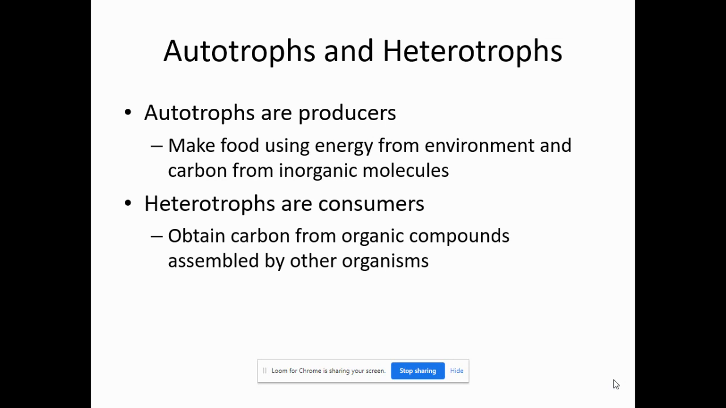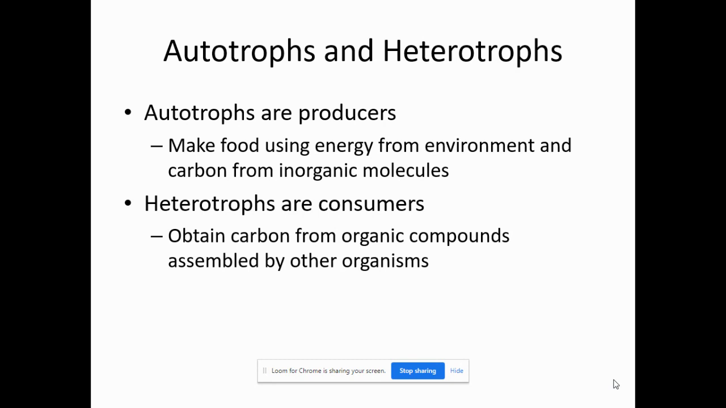Let's talk about autotrophs and heterotrophs. Okay, autotrophs are producers. They produce their own food. They make food using energy from the environment and carbon from inorganic molecules. So they take energy that they get from the environment, harness that energy to make their food. Okay, where do they get the carbon in order to make their food? They get carbon from inorganic molecules.